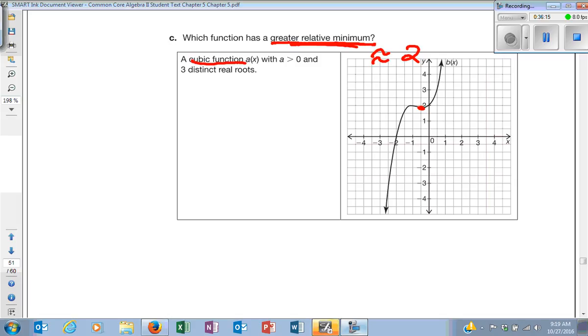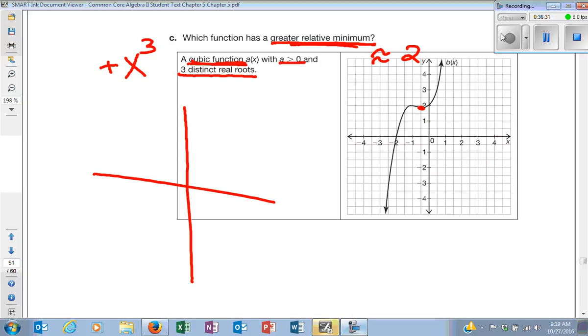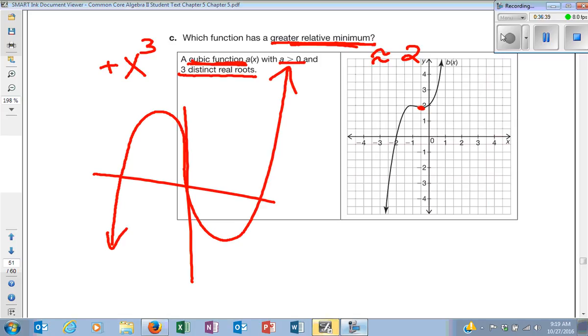Again, I'm going to use a lot of my old stuff. I know a cubic function is x to the third. It's odd. My a is positive, so I know this is a positive. It has 3 distinct roots. That means that it touches the x-axis 3 times. If I draw just a generic picture of that, I know this thing starts down and ends up. So I go like this, I go like this, and I go like that. Now, I don't really care where this happens. If you look at this, where is my relative minimum? Remember, the lowest this graph hits is right here.